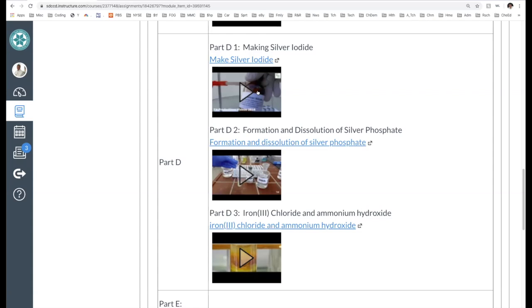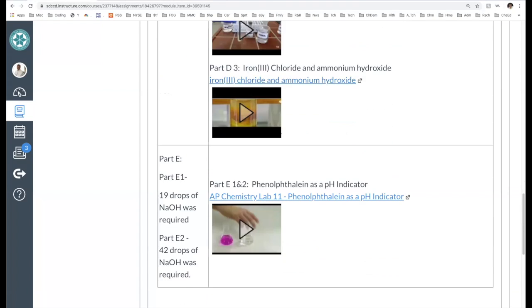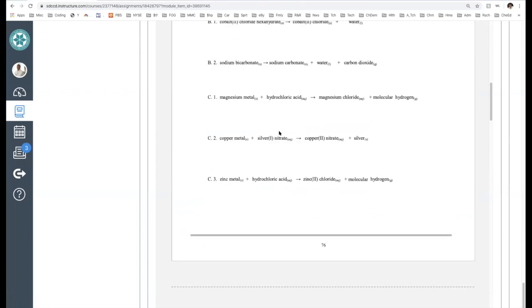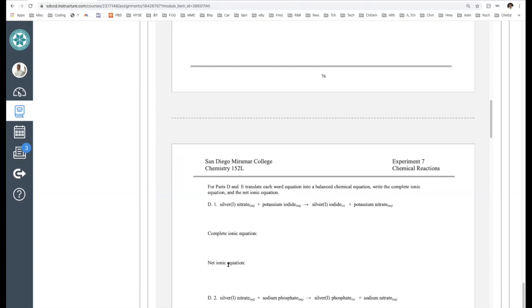The second one is the formation and dissolution of silver phosphate. The third one is iron chloride and ammonium hydroxide. So watch these videos, write your observations here. Okay, here you're going to have to write the complete molecular equation. The molecular equation, the complete ionic equation, and the net ionic equation. So that's why you need to review the PowerPoint that I presented. So that way you know what is going on.